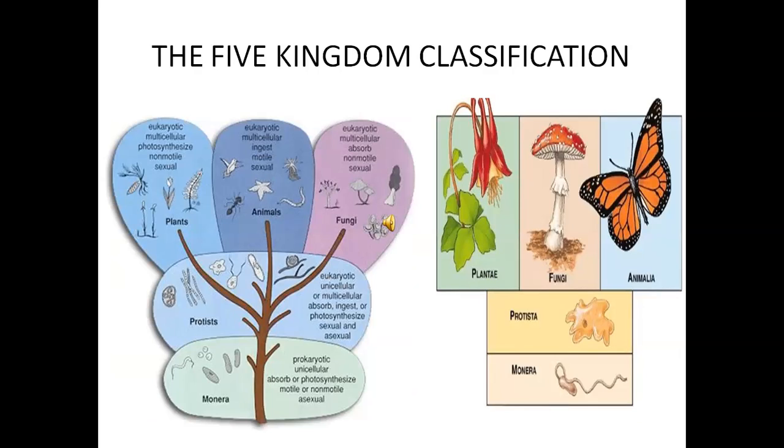The next important topic is five kingdom classification. The five kingdom classification was proposed by R.H. Whittaker in 1969. Five kingdoms were formed on the basis of characteristics such as cell structure, mode of nutrition, source of nutrition, and body organization. These are the five kingdoms proposed by R.H. Whittaker.